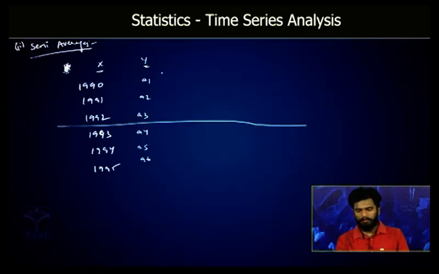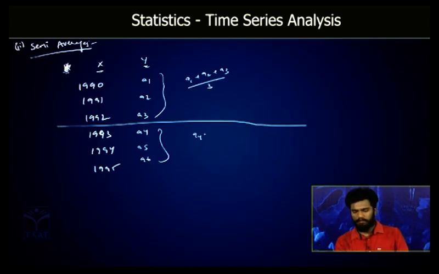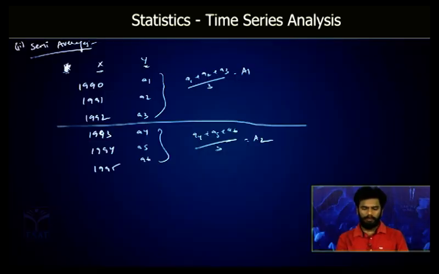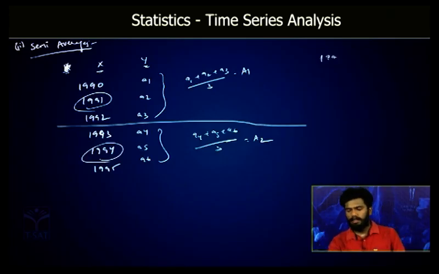Now I will find the average of A1 plus A2 plus A3 by 3, and I will find the average of A4 plus A5 plus A6 by 3. Let us consider it is average A1, and let us consider it is average A2. What is the middle value in the first half? That is 1991. In the second part the middle is 1994. Now I will write the values: 1991, A1 and 1994, A2.